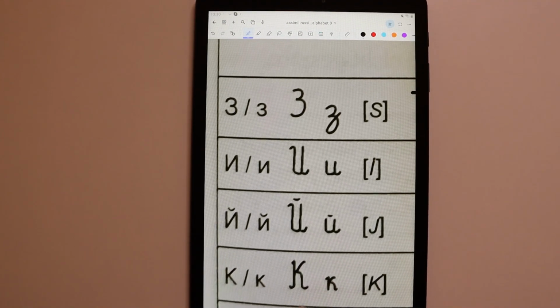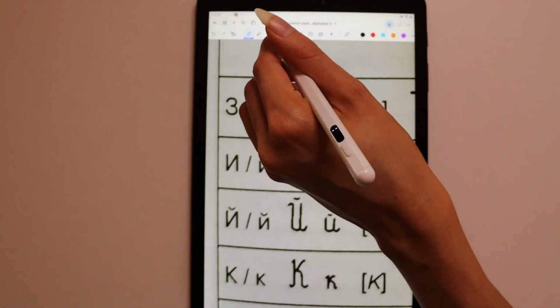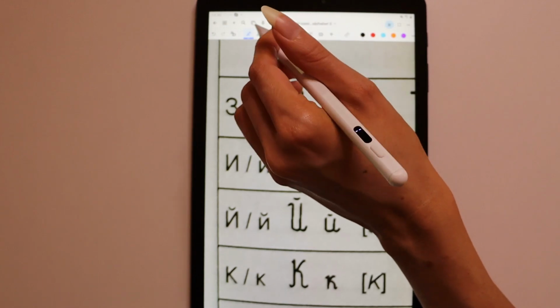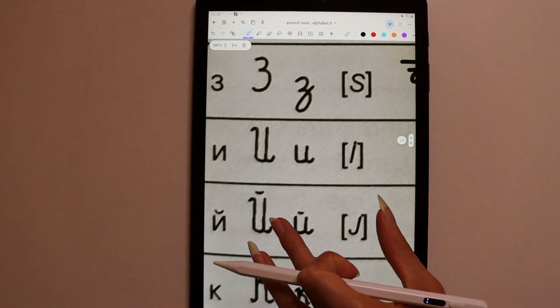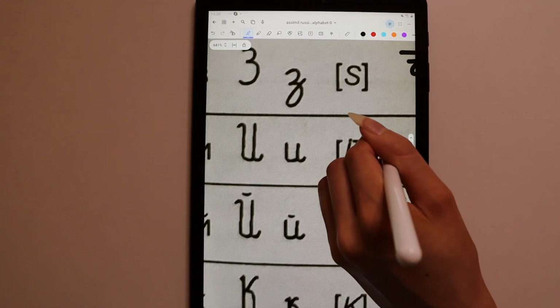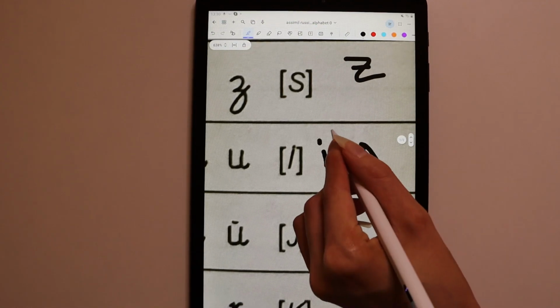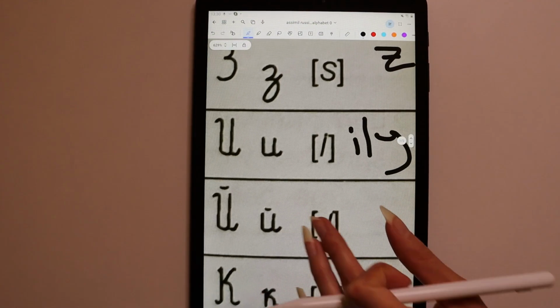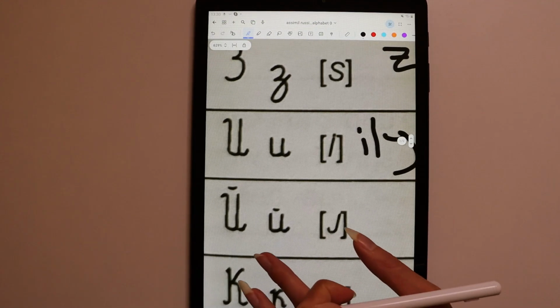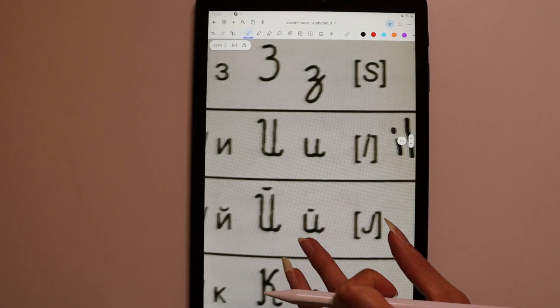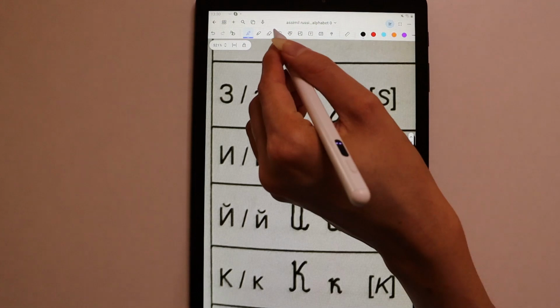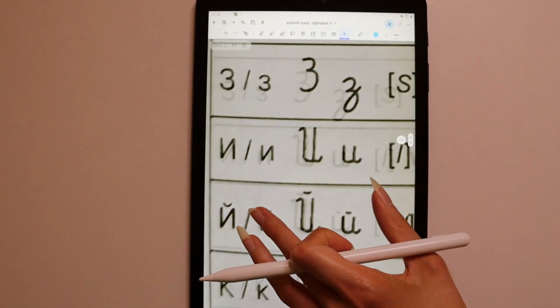And then we have the E. And the E is like an I in English. Or like a Y. E. As in C as an example. I see, C, E.